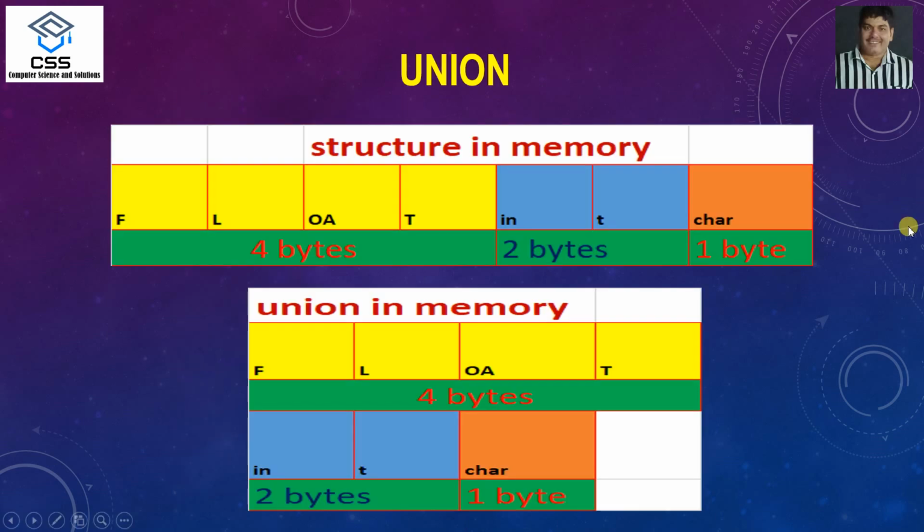The next example, before taking it, I want to see the memory. Suppose in the structure, float takes 4 bytes, integer takes 2 bytes, and character takes 1 byte. And if those elements are represented in memory in the union, what happens? 4 bytes will be taken by the float. Within these 4 bytes, the next 2 bytes will be taken by the integer and the next 1 byte will be taken by the character. Means we take 4 bytes of memory, within this the integer and character are arranged.